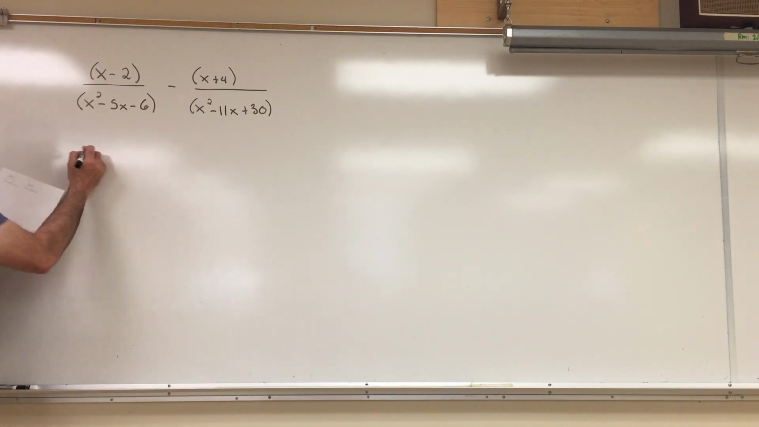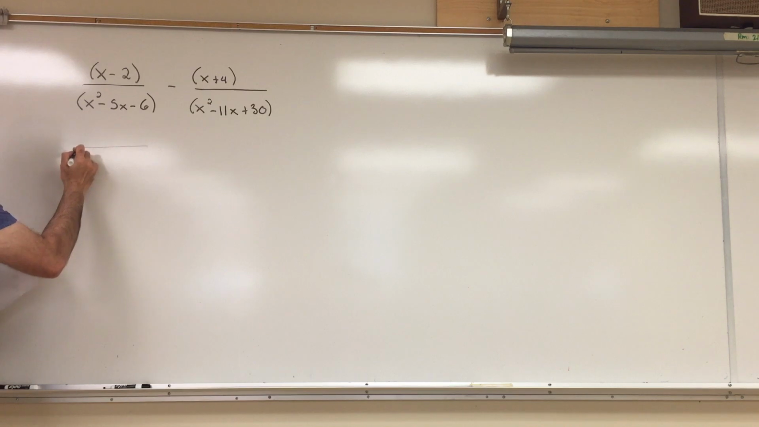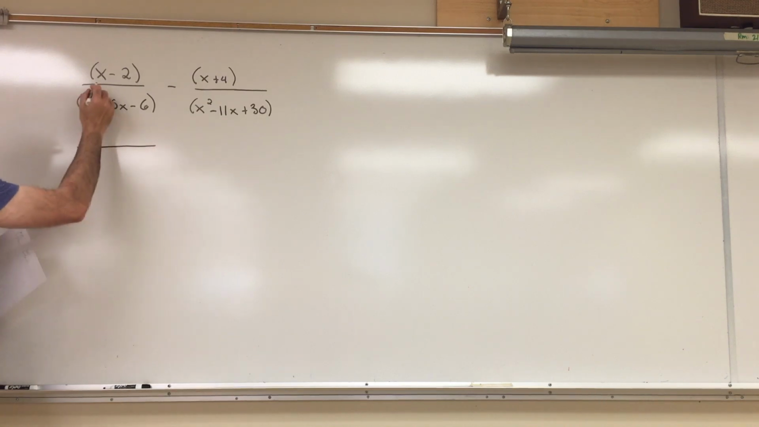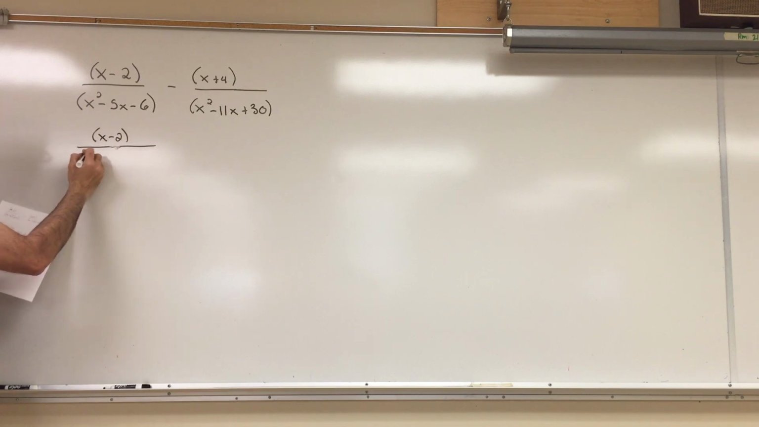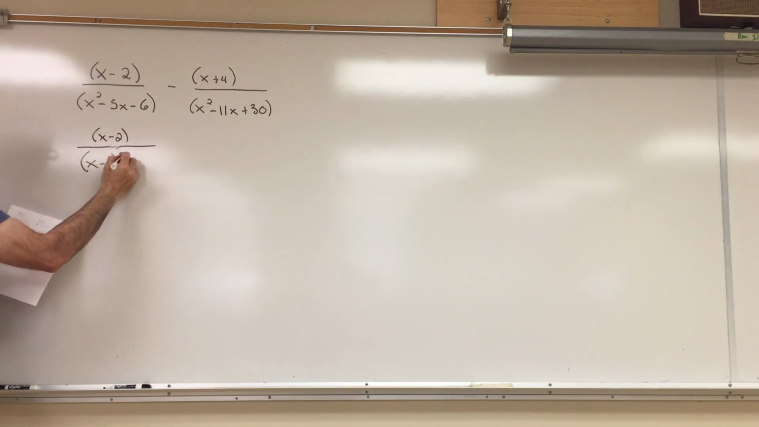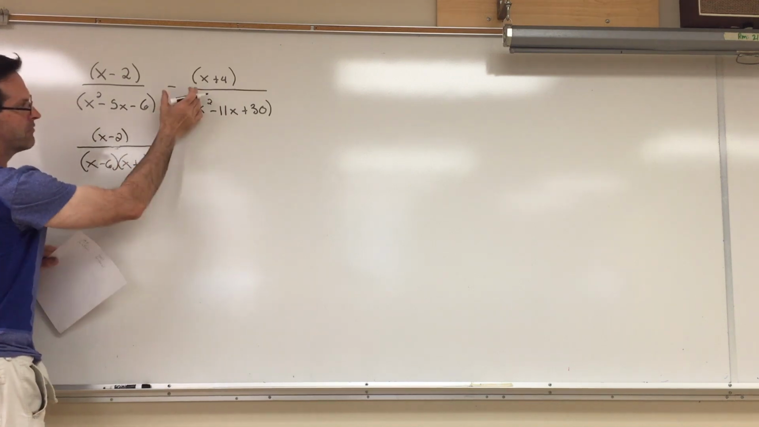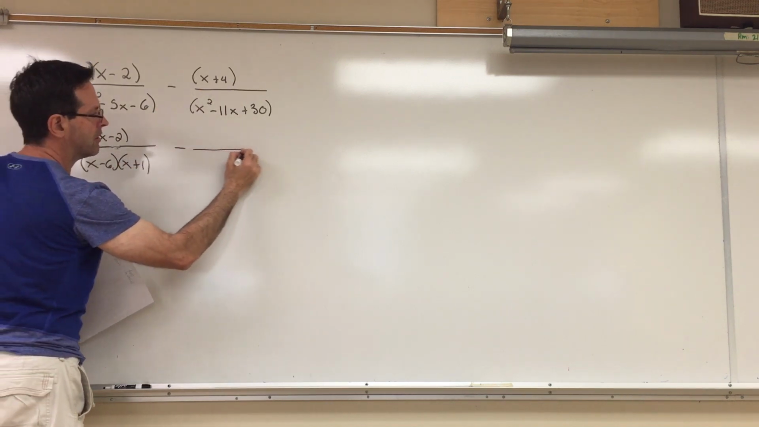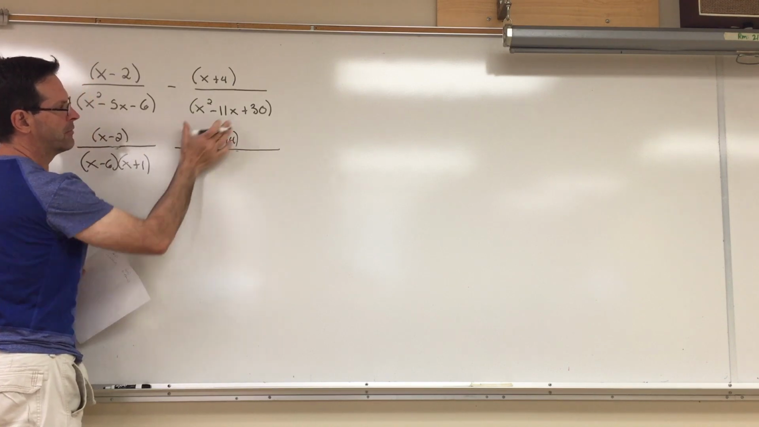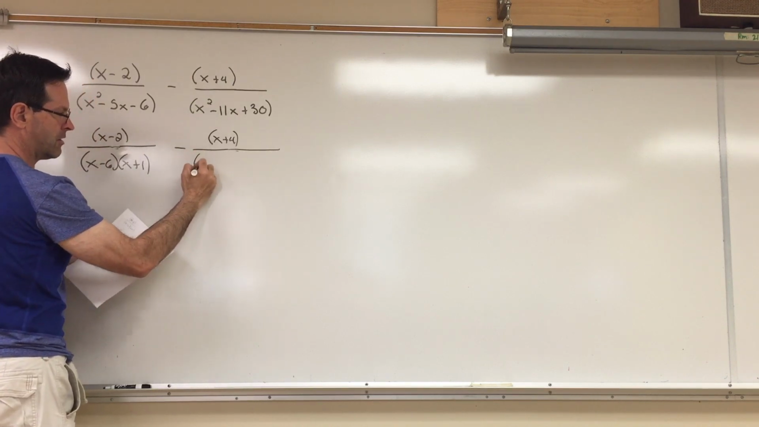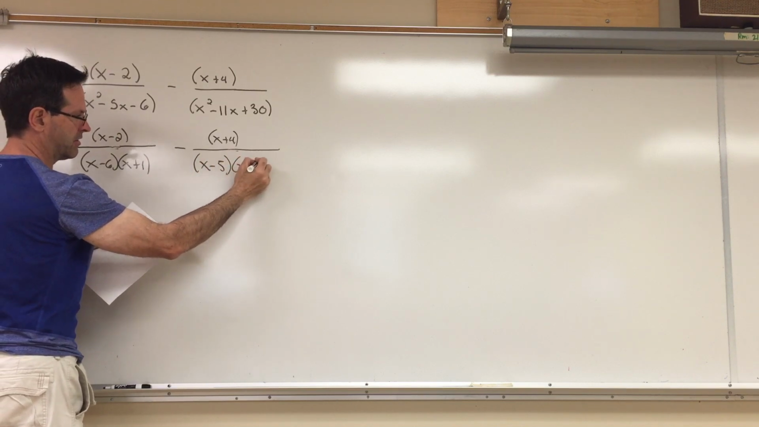Okay, so when it's factored, we have the x minus 2 in the top, and in the bottom that factors out to x minus 6 times x plus 1. And when we factor the denominator here, we still have the x plus 4 in the top, but when we factor the denominator, we have x minus 5 times x minus 6.